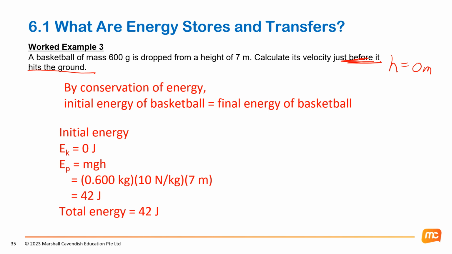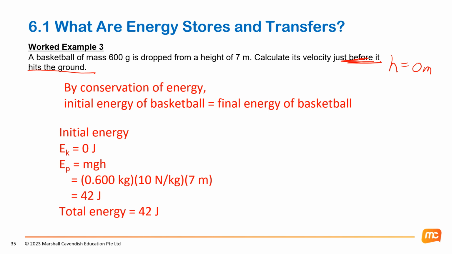As for its gravitational potential energy, we use the formula mgh. And you can see over here, I've converted 600 grams to 0.600 kilograms, because the SI unit for mass is kilograms. And then going through the math, that gives us 42 joules. So our total energy is the sum of these two stores, 42 joules.